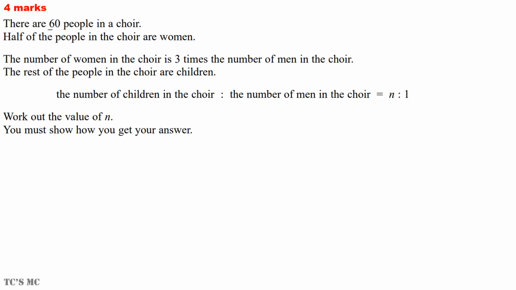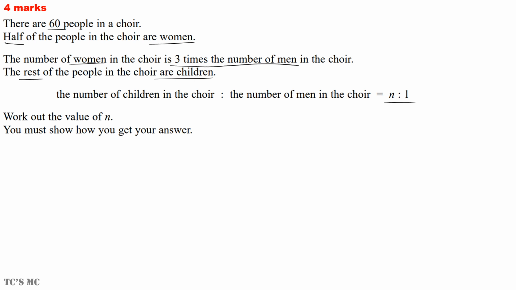There are 60 people in a choir. Half of the people in the choir are women. The number of women in the choir is 3 times the number of men in the choir. The rest of the people in the choir are children. The number of children to the number of men in the choir is equal to n to 1. Work out the value of n. You must show how you get your answer.